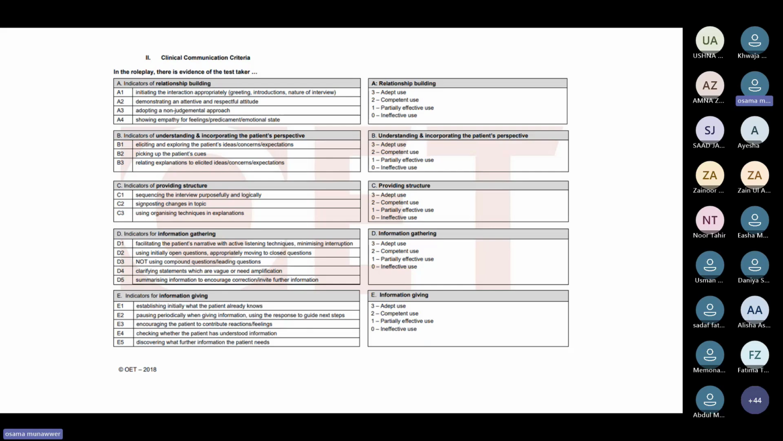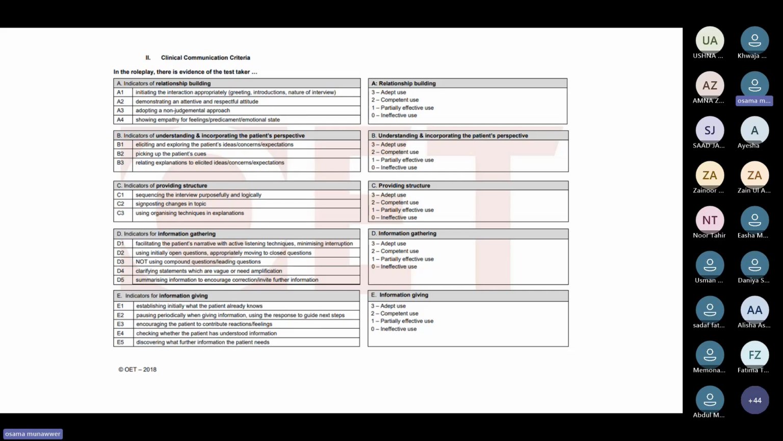Clarifying statements are for things which are vague and need amplification. For example, the patient told you something and then you felt the message wasn't that clear. You can always ask them, could you please clarify one thing for me? Doing it this way, right? To make sure the message is clear for you as well. Summarizing information to encourage correction. Basically, the patient told you everything, and then you quickly summarize. From what I've gathered, yeah, and the patient is going to acknowledge yes or no.